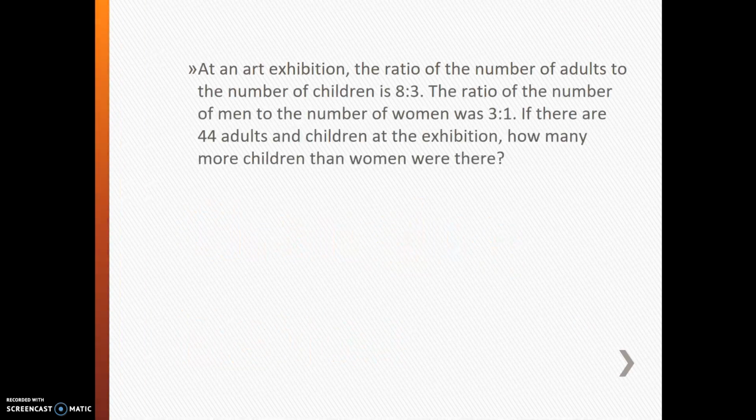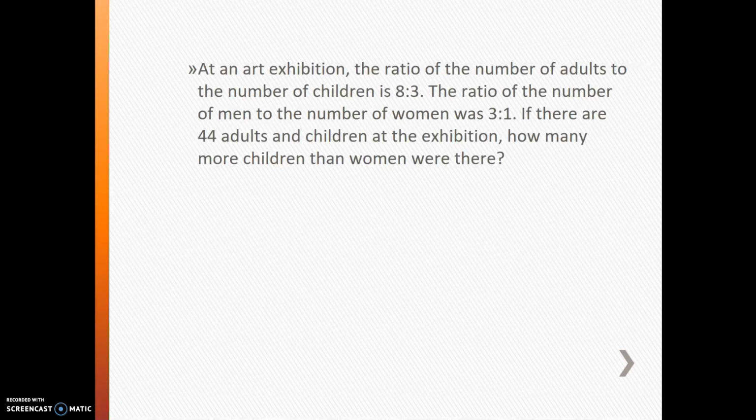All right, we have our first word problem. At an art exhibition, the ratio of the number of adults to the number of children is 8:3. The ratio of the number of men to the number of women is 3:1. If there are 44 adults and children at the exhibition, how many more children than women were there?